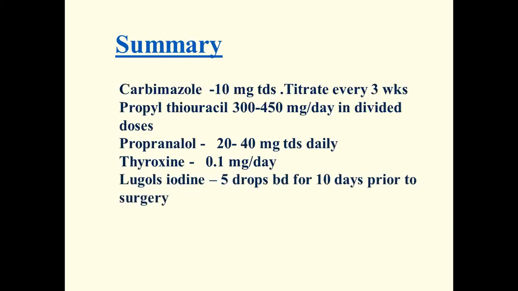So as a summary, carbimazole is given 10 milligram TID and later on you can maintain it at 5 milligram BD. Propylthiouracil can be given 100 milligram TID or 150 milligram TID, and then you can bring it down to 25 to 50 milligram BD or TID.